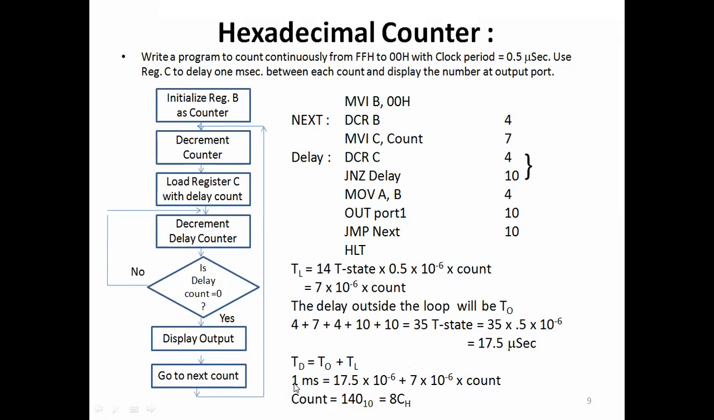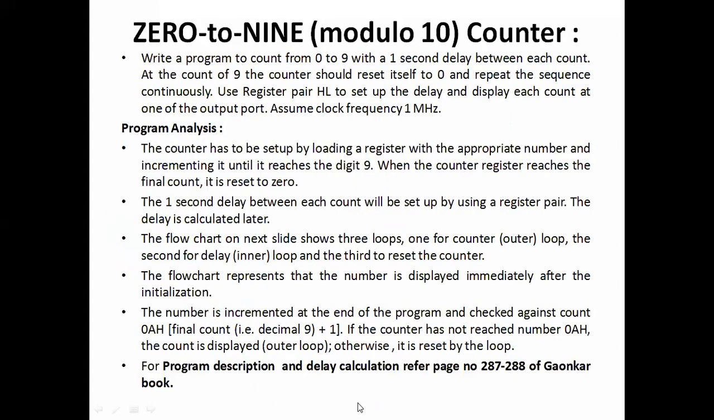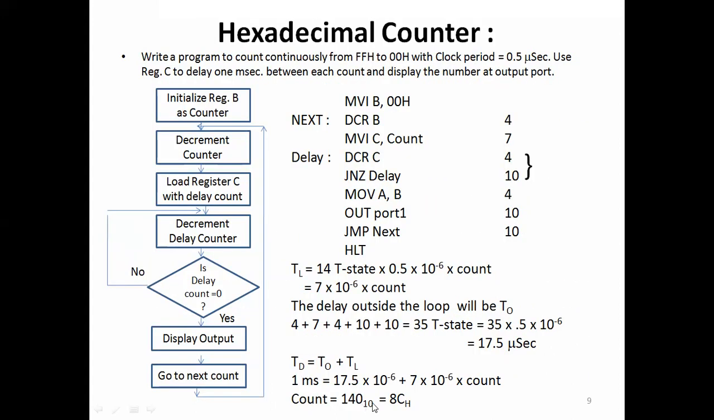And whenever we calculate 1 into 10 to the power minus 3 minus 17.5 into 10 to the power minus 6, upon 7 into 10 to the power minus 6, we get the count value. The count value we get is approximately, roughly, around 140. And this 140 is a decimal number. Converting this decimal number into a hexadecimal number, we get 8C. So this count value should be 8C, and if the count value is 8C, this is going to create a delay of 1 millisecond.